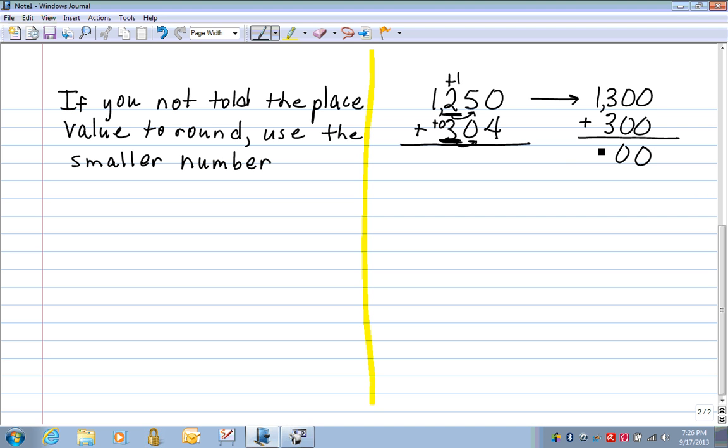And when I add them up, my answer is 1,600. Remember, do not solve yet for this part. That, boys and girls, is how you round to different place values when you're adding and subtracting, finding sums and differences.